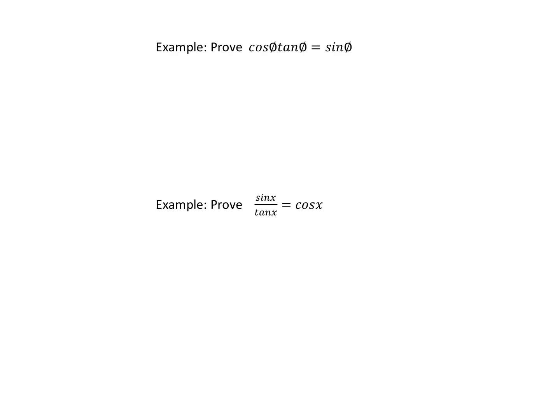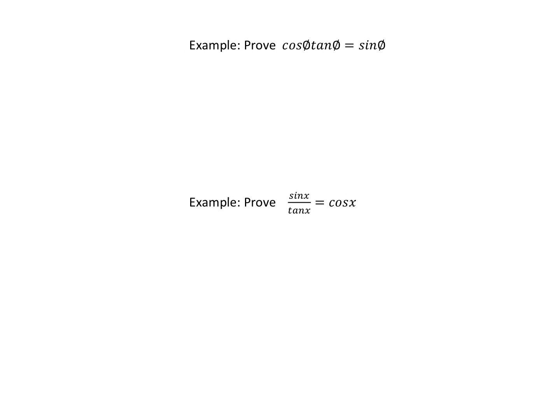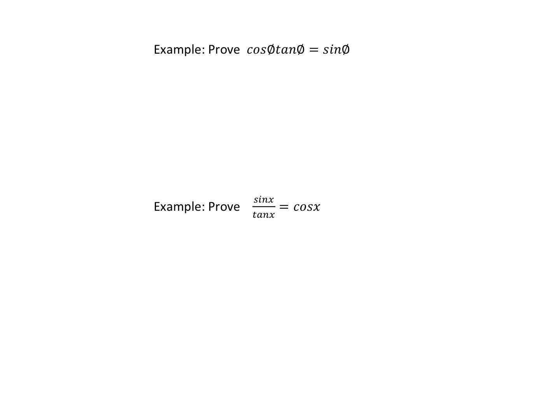So here's a very simple one to begin with. We want to prove that cosine theta times tan theta is equal to sine theta. So I'm going to do a T-chart. I'm going to put the left side here and the right side here. You notice that I'm not writing equals; I'm just keeping them separate this way. On the left side, I have cos theta times tan theta. And on the right side, I have sine theta. On the right side, there's really not much to do. It's just sine theta. I can't really do anything with that.